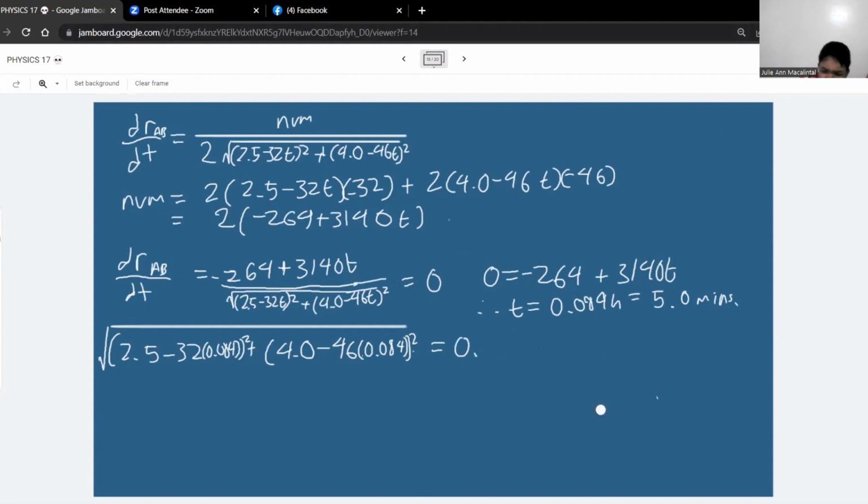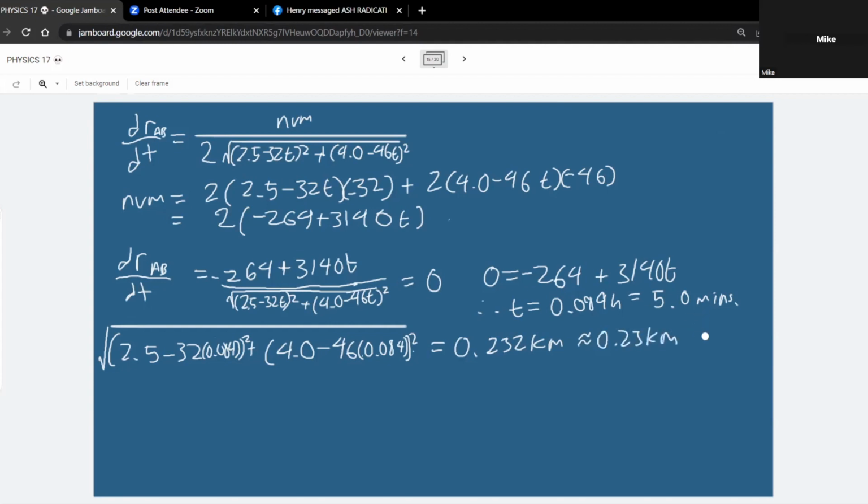Baka ano na yun, collision hazard sa mga Navy. Oo nga. So, 0.2. Actually, yung round off dyan, kasi yung data natin, 2 sig fig lang eh. So, 0.23 kilometers or about 230 meters. Hindi, meters.